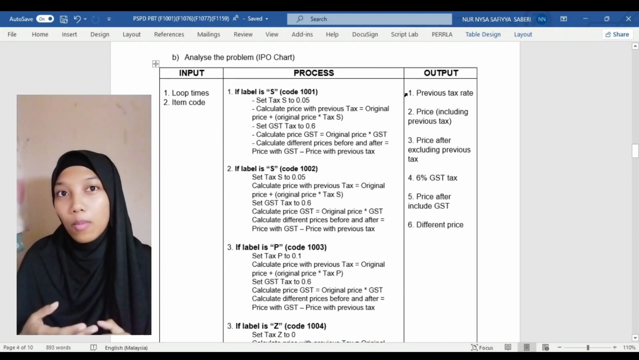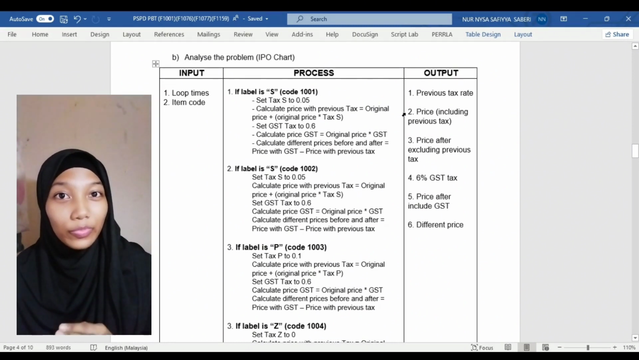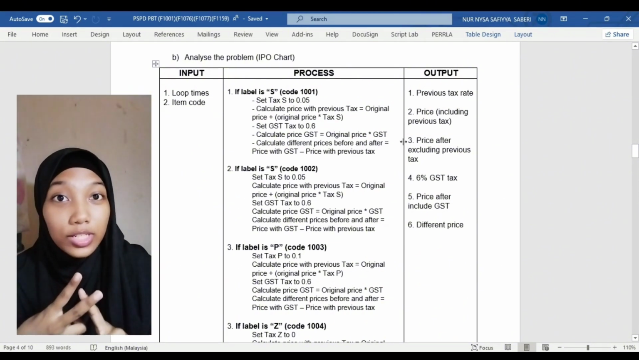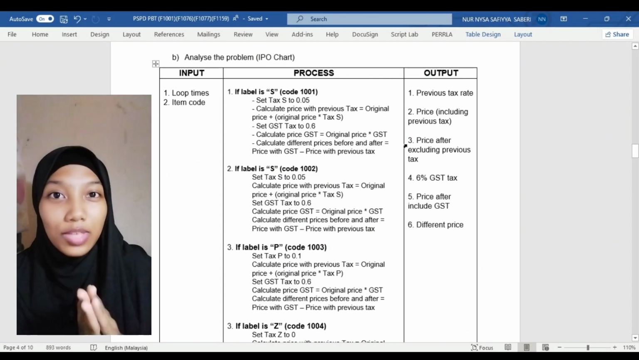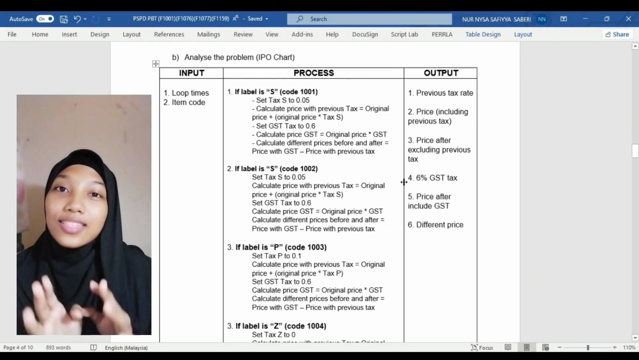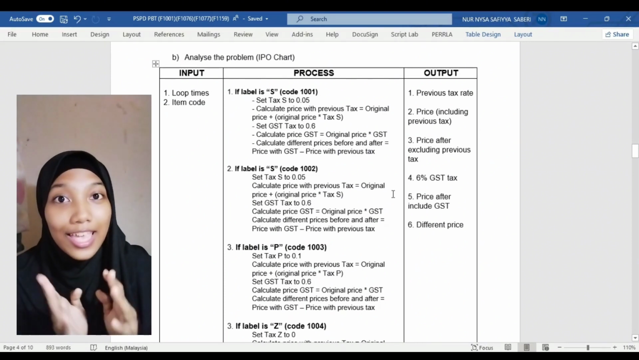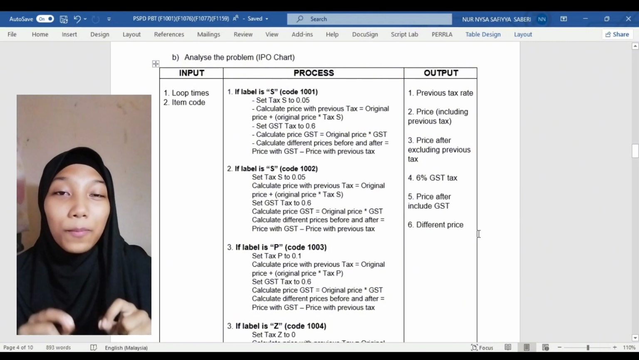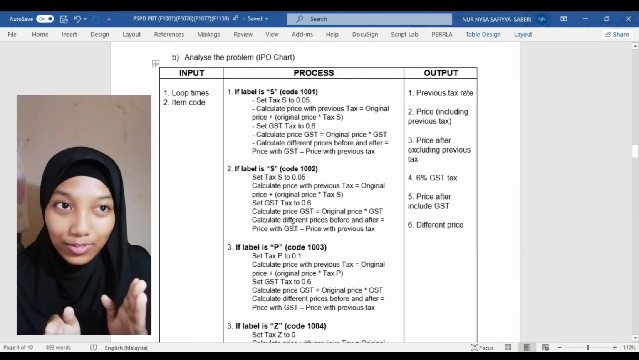Lastly, the outcome or the output that you will get from the process just now. First, previous tax rate. Second, price including previous tax. Third, price after excluding previous tax. Fourth, 6% GST tax. And fifth, price after including GST. And lastly, different price, the difference before and after.